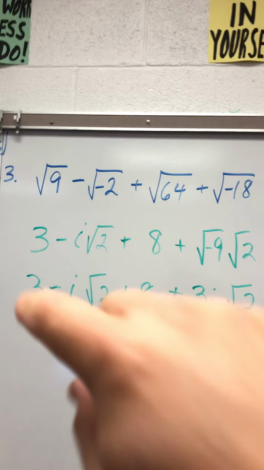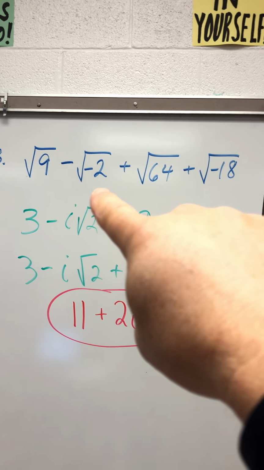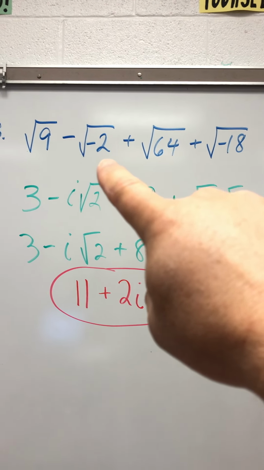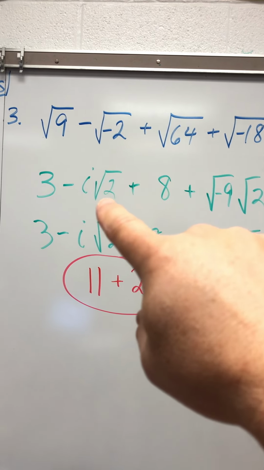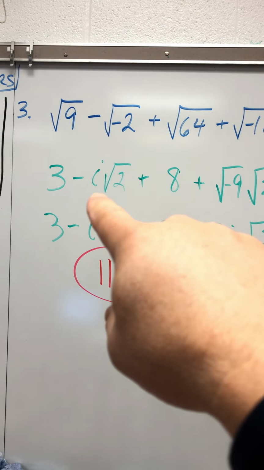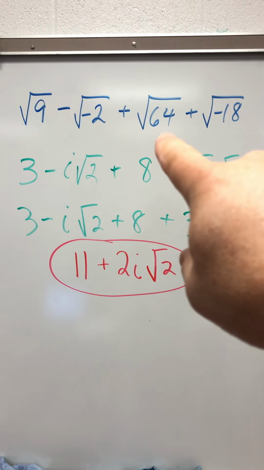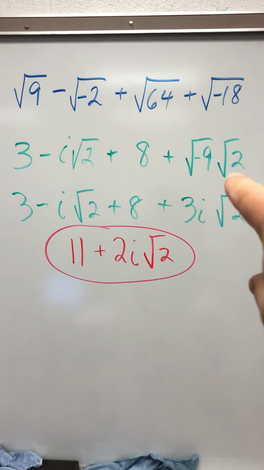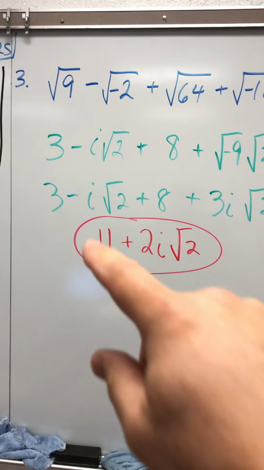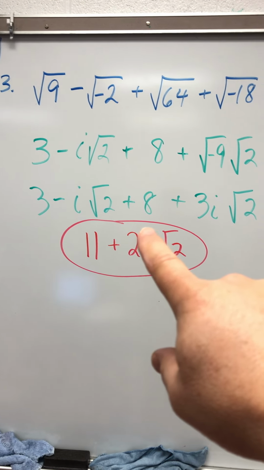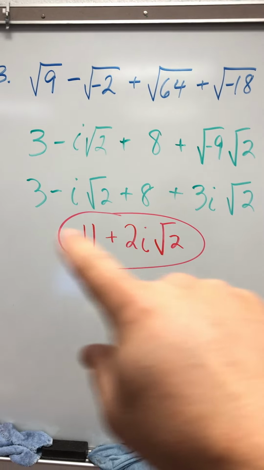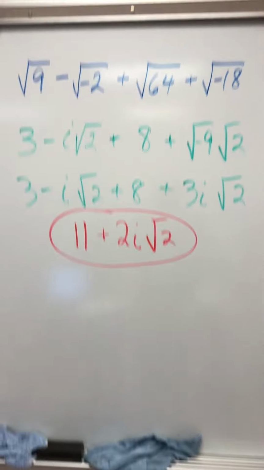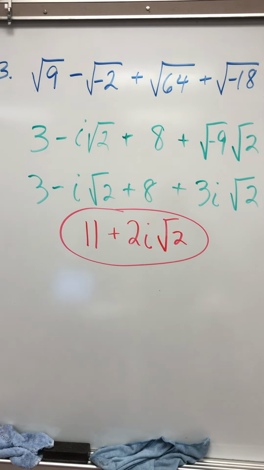Over here, square root of 9, that's 3. If you just have square root of negative 2, all right, you got to pull out i, right? So you got to take square root of negative 1 times square root of 2. Square root of negative 1 is i, okay? Square root of 64 is 8. Square root of negative 18, that's square root of negative 9, square root of 2, okay? So now you have 3 minus i square root of 2, plus 8 plus 3i square root of 2. 3 plus 8 is 11, negative 1i and positive 3i is positive 2i square root of 2. Not so painful. Okay.